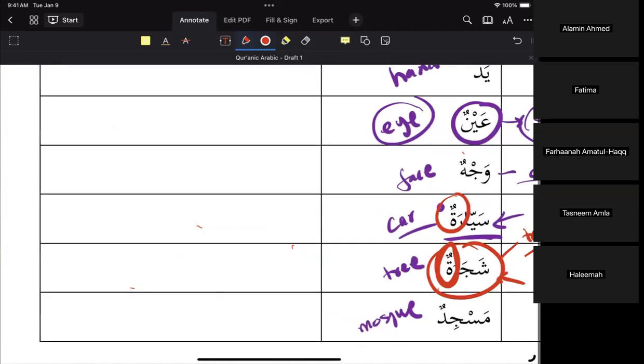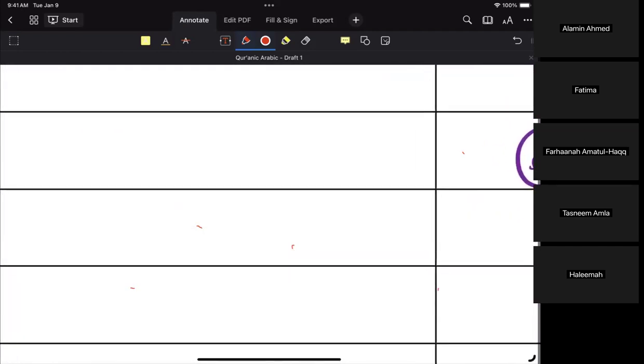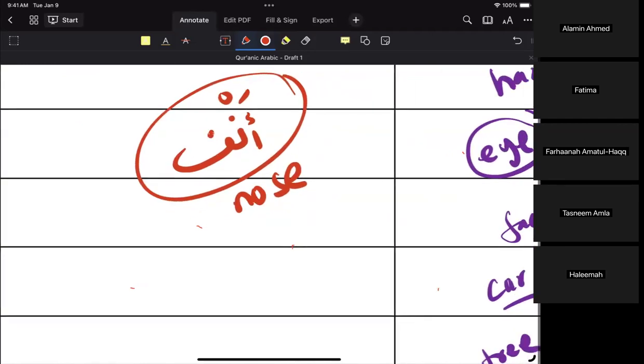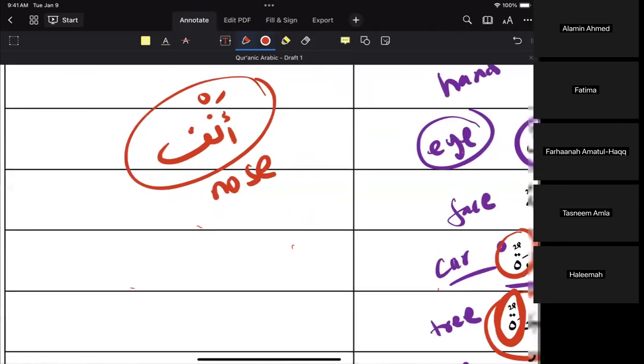Okay, I'll give you another one. For example, anf. What is anf? Anf is nose. Now tell me if this is masculine or feminine. Masculine. Okay, that's good. Qadam.